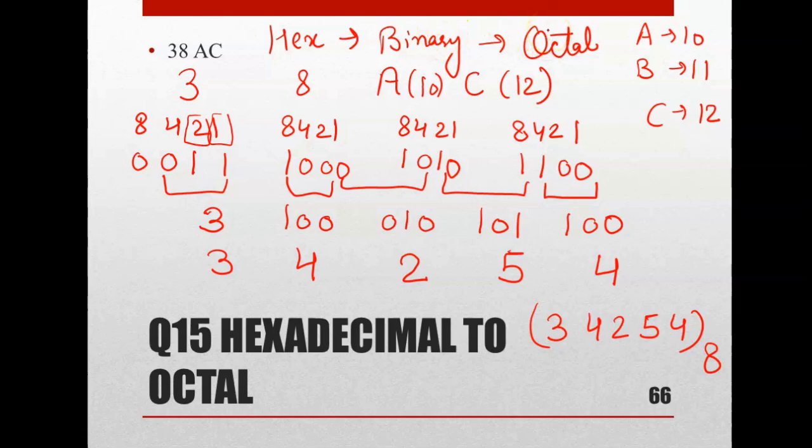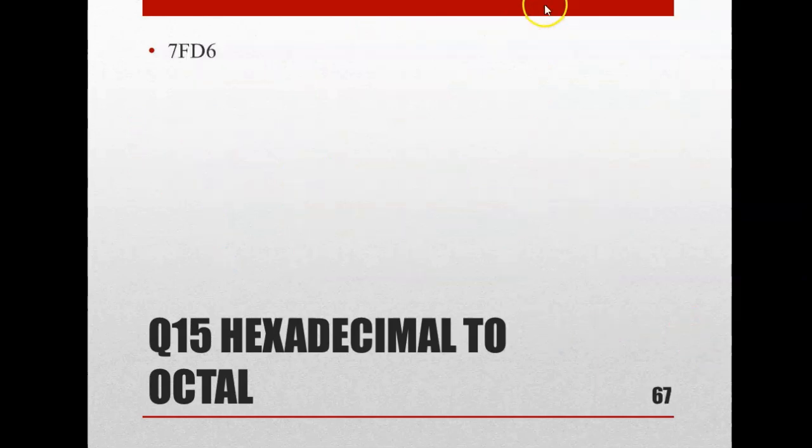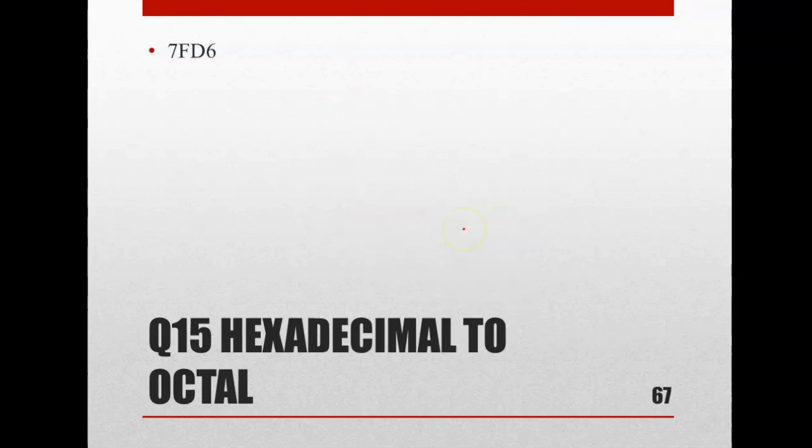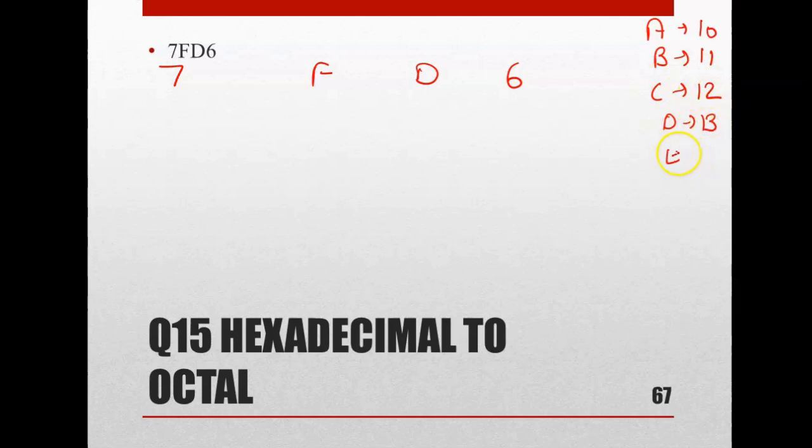If you are a little confused in this question, we can take one more question from question number 15 only. Here you can see I have one more question, the second part which is given in your book. I am writing all these values separately: 7, then F, then D, and then 6. Again the same thing: A is for 10, B is for 11, C is for 12, D is for 13, E is for 14, and F is for 15. Please write it down. For F I am writing in brackets 15, for D I am writing in brackets 13.